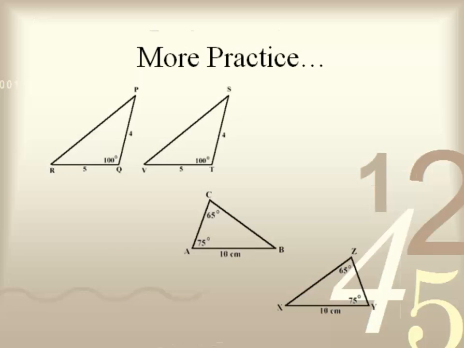Sometimes on your pictures, they're going to give you measurements to indicate that the sides or angles are equal. Looking at the top picture, we have 2 sides that are 4 centimeters long, 2 sides that are 5, and an angle pair that are 100 degrees each. This is congruent because of side, angle, side. In the bottom, once again, we have 2 angle pairs that are the same size, a 65 and a 75 degree angle, and then 10 centimeters as our side. These are congruent because of angle, angle, side.